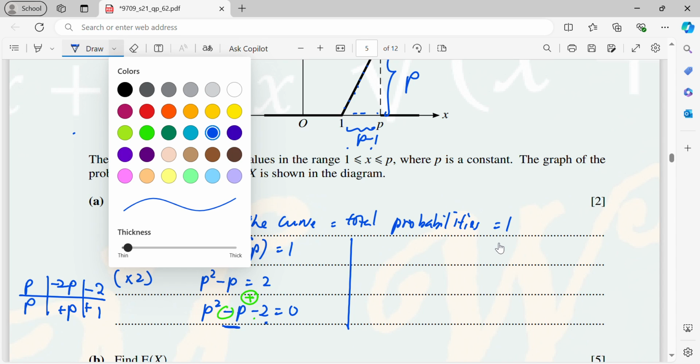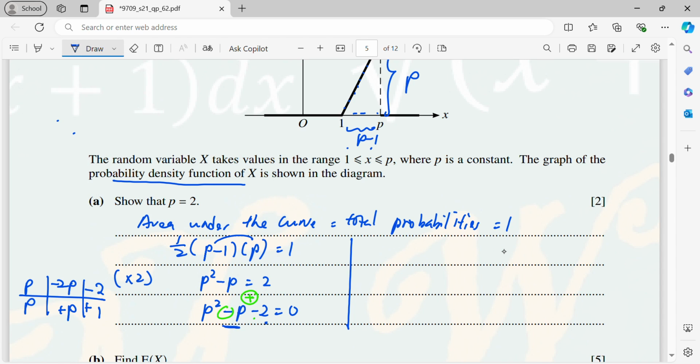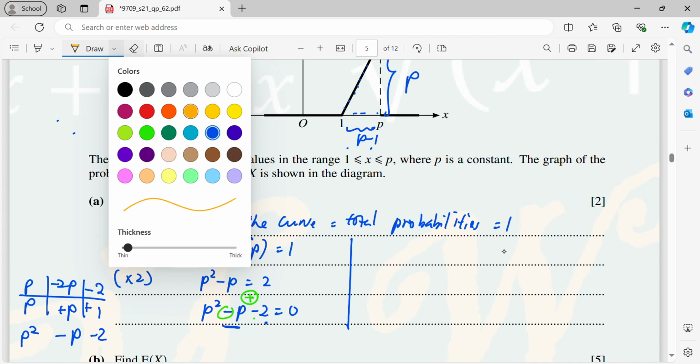Then now, when you multiply the first column, that is p squared, with the last column, that is minus 2p. That is minus 2, because minus 2 times 1. Then the middle column you add. So minus 2p plus p is minus p. Okay, so you are getting the same quadratic equation.